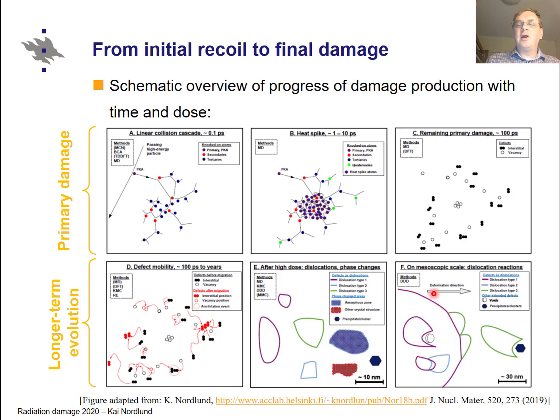And if one looks on a larger scale, if there is any stress or strain in the system, the dislocations may be mobile, and this can further affect the damage evolution. These latter stages will be dealt with more in other sections of the course, so this section 5 deals with these three stages, from the linear collision cascade via the heat spikes into the remaining primary damage.